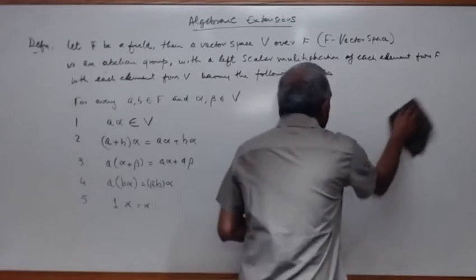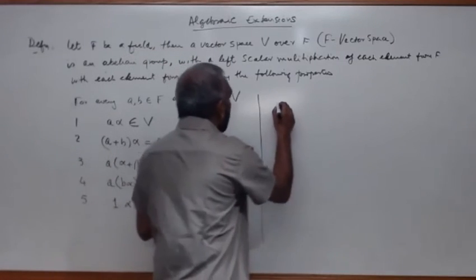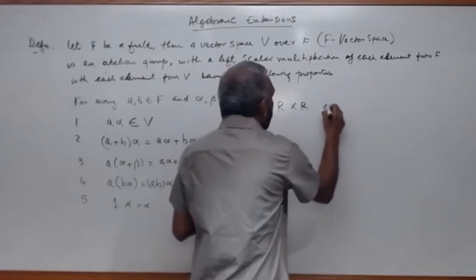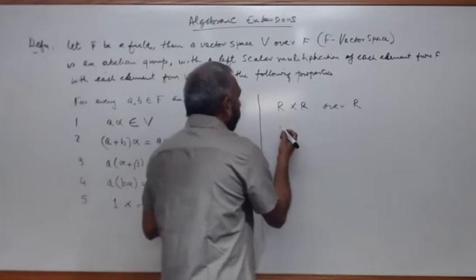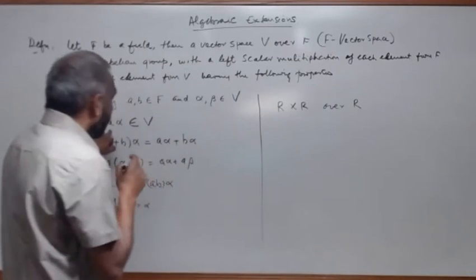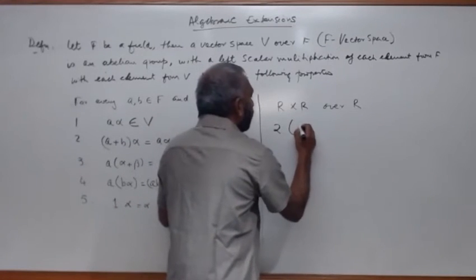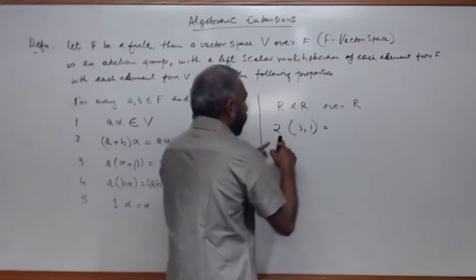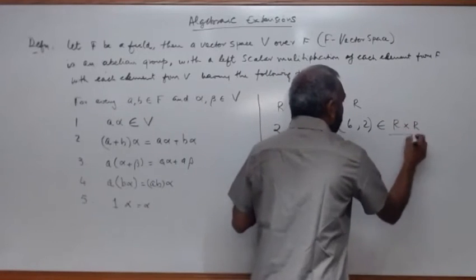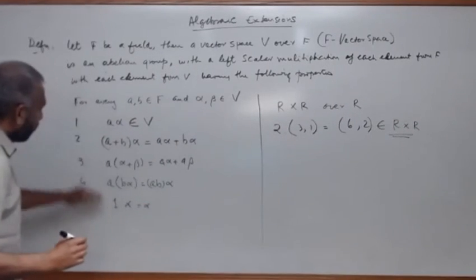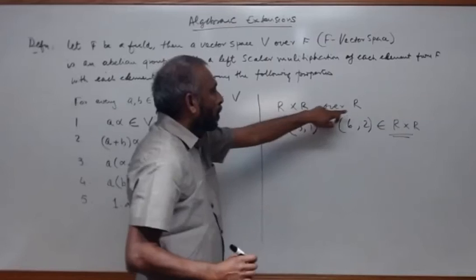Some examples. I'll give you one example: R cross R over R. So if you take 2 times, say, (3, 1), I'm going to define this as (6, 2), which is also in R cross R. So you can verify all these properties when you consider R cross R as a vector space over R.